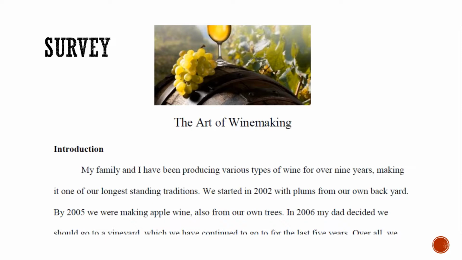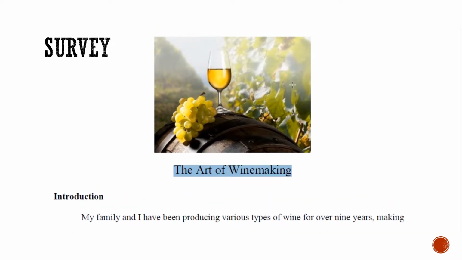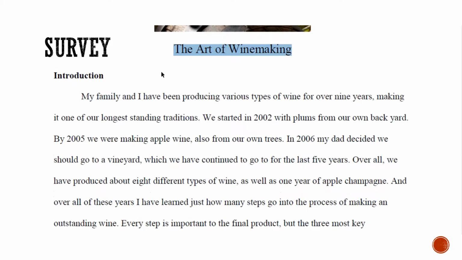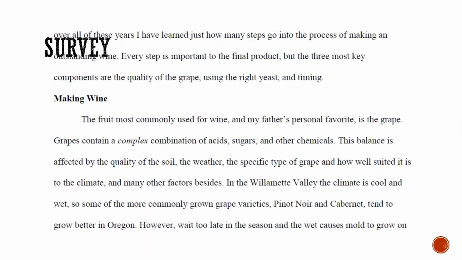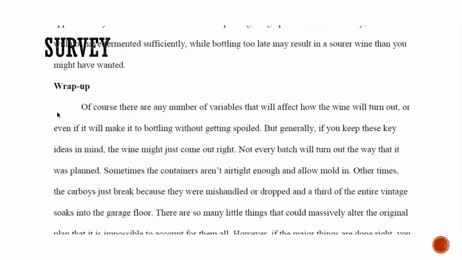The art of winemaking is your title. So this particular reading does have a title. Then, of course, this picture is a visual aid. This particular article or essay has headings: introduction, making wine, and wrap up.